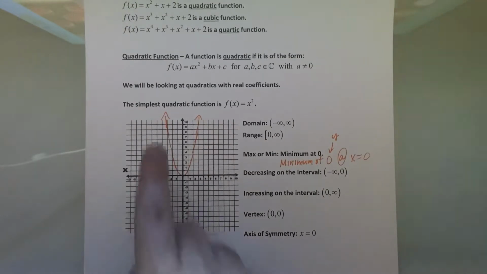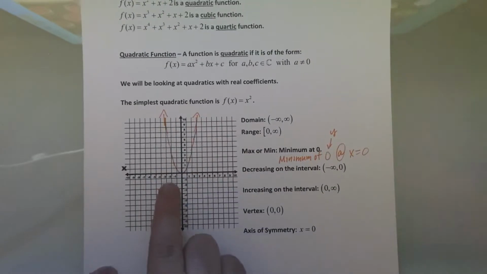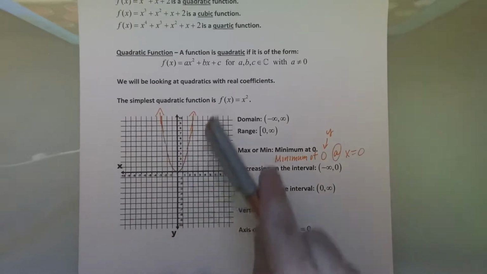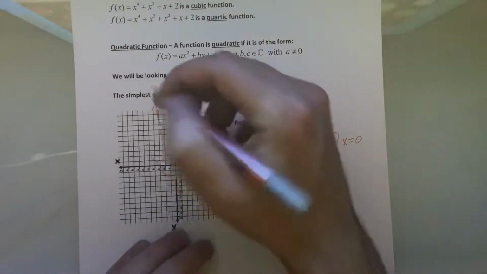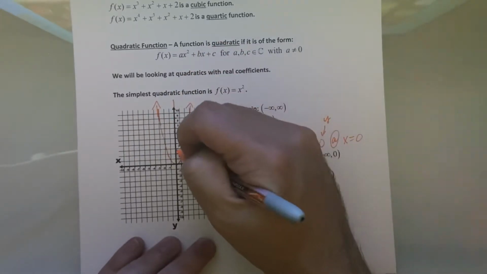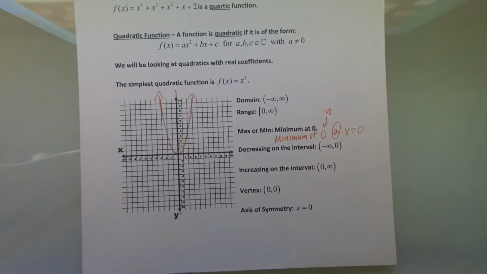It's decreasing, so if we watch what it's doing from left to right, it's going down, decreasing from negative infinity to 0 until it hits the vertex, and there it's increasing. We know the vertex is 0, 0, and there's an axis of symmetry at x equals 0 down the center. What that means is that anything that's happening on one side of the parabola is happening on the other side, which is useful for graphing.